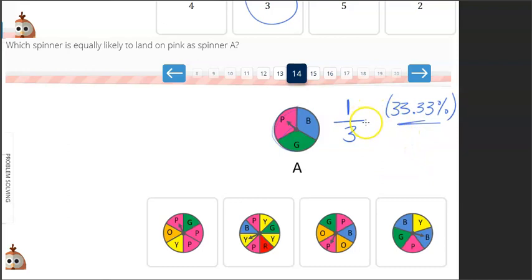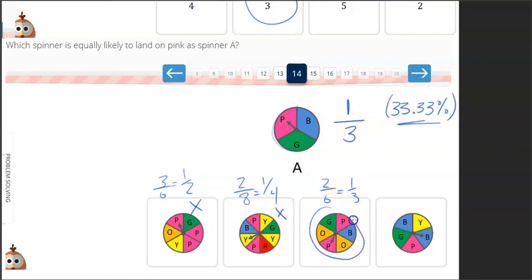Are there any scenarios where there's a 1 in 3 chance of pink happening? If we look at this one, this isn't the case because there's 3 out of 6, which is a half. So it can't be this one. Pink happening is a half chance, so it can't be this one. This right here is a 2 out of 1, 2, 3, 4, 5, 6, 7, 8. There's a 2 in 8 chance, which is 1/4. So it can't be that one because 1/4 isn't the same as 1/3. Here, this is a 2 in 6 chance, which is a 1 in 3. So this is the answer. And just to double check, this is a 1 in 5. Can't be that one. So this is the answer.